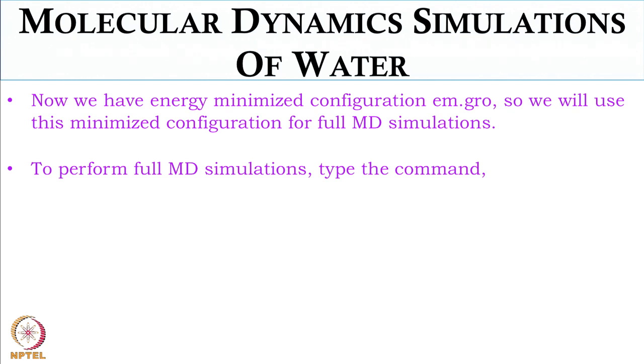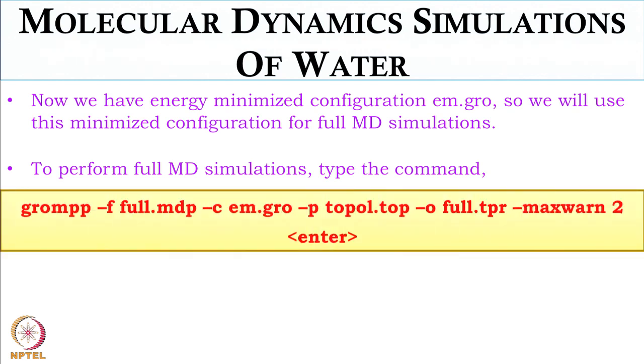So we'll type the same command to generate the full.tpr file. We'll use the grompp command: grompp -f full.mdp, which is the molecular dynamics parameter file for the full molecular dynamic simulation of water. Then -c em.gro, the energy minimized configuration of water. Then -p topol.top. That will remain the same whether it's minimization or molecular dynamics, because it contains the information about water, so it's not going to change.